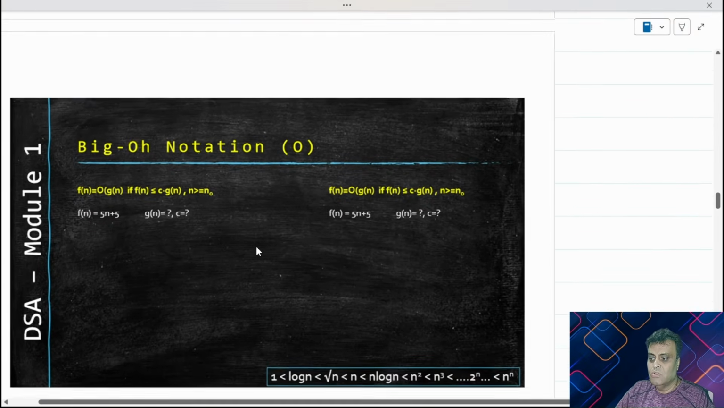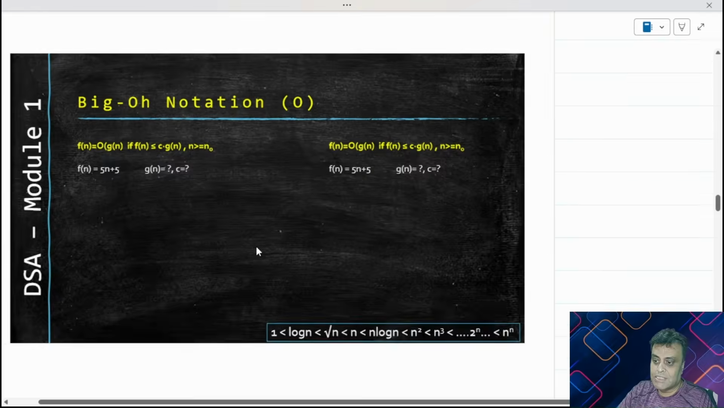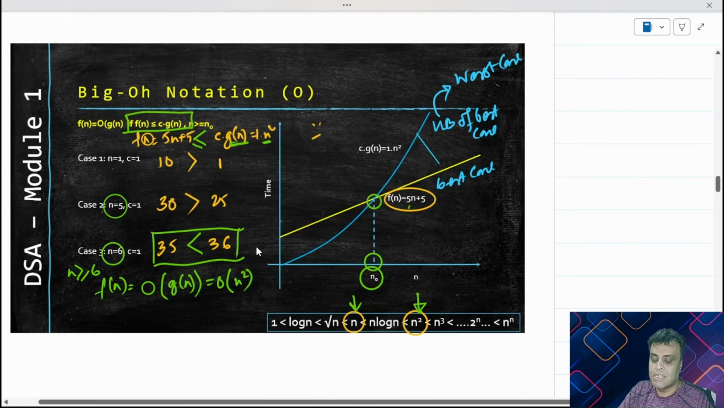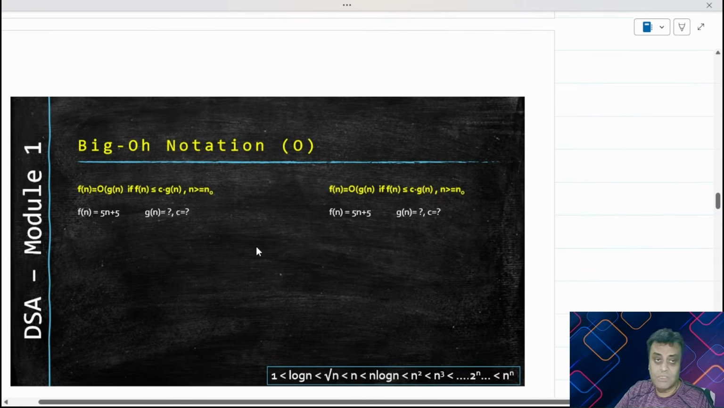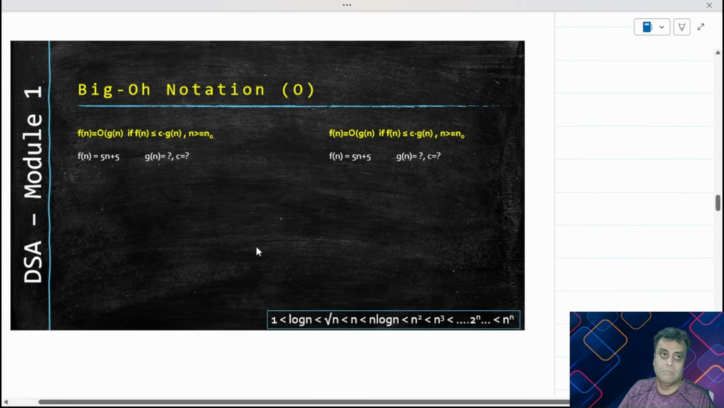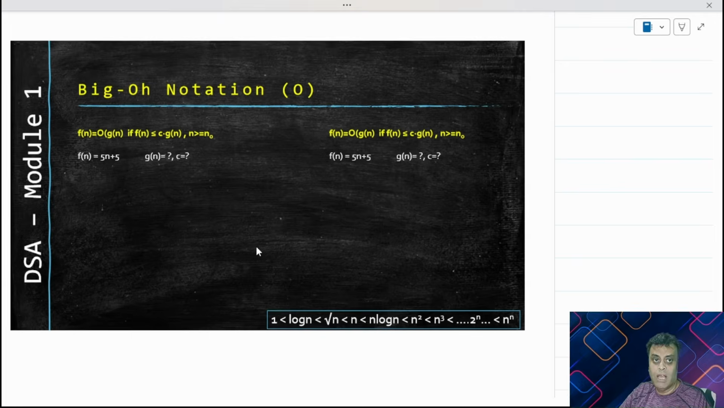So how do you calculate those C and Gns? In these examples, I had taken C and Gn as something. How do you calculate them given a polynomial? This question almost always comes. You will be given a polynomial, and you will be asked to find big O, omega, theta. How do you calculate that?